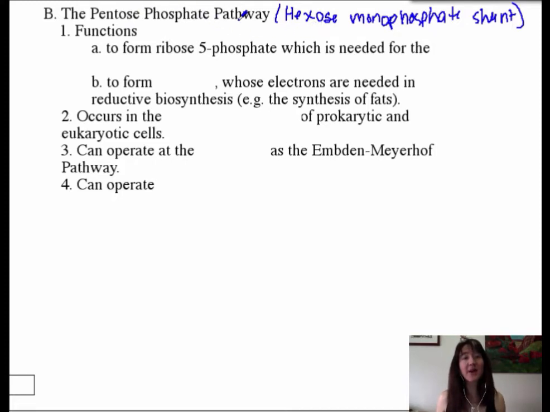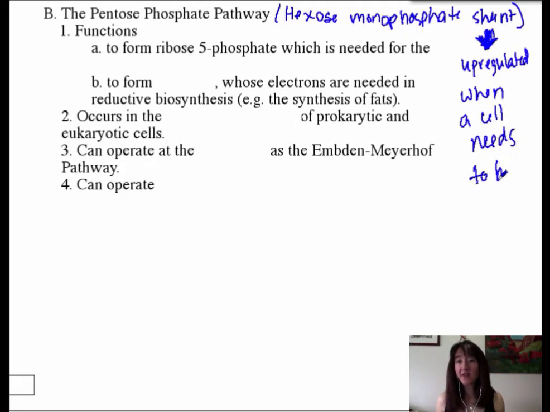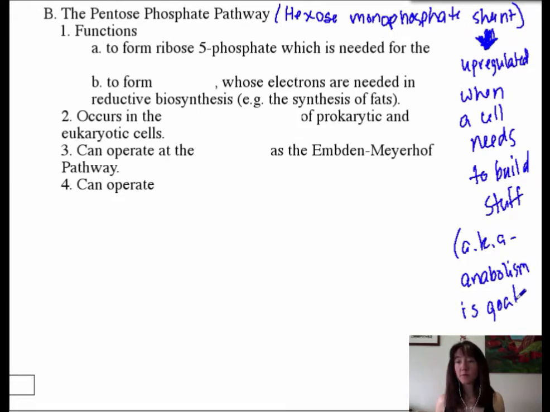So said another way, we might say that the pentose phosphate pathway is run when a cell needs to build stuff. So let me just put an arrow and say this pathway is totally upregulated when a cell needs to build stuff. Or said in a little bit more sexy vernacular, we could say upregulated when a cell needs to build stuff, or AKA when a cell is focused on anabolism. So in a cell that is actively replicating and needs to synthesize a great deal of DNA, that would be a wonderful example of a cell that would upregulate the pentose phosphate pathway.